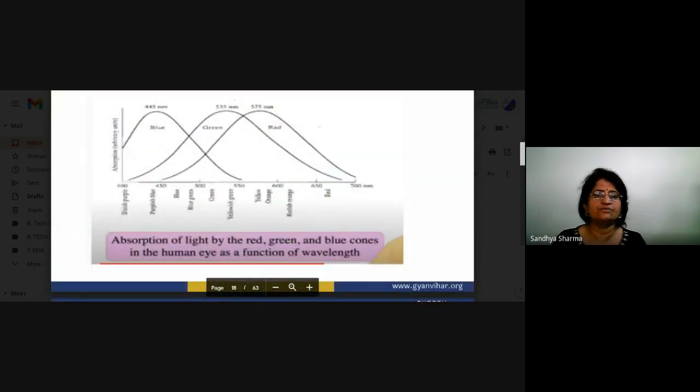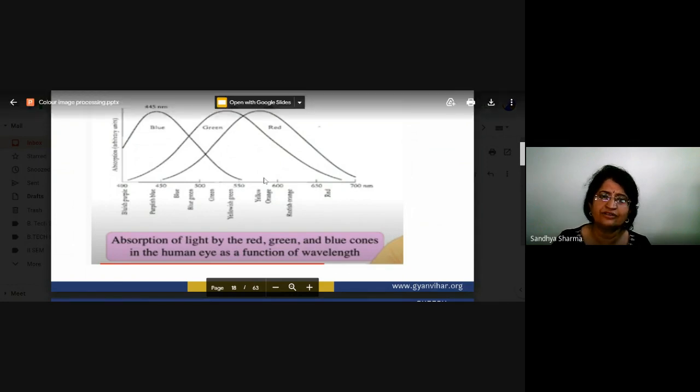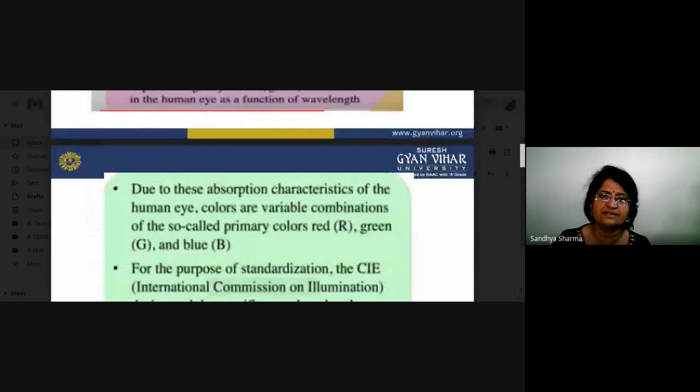And now we have to see this graph. In this graph we can see the spectrum: the absorption of light by the red, green and blue cones in the human eye as a function of wavelength. These are the different wavelengths, and accordingly the blue, green and red curves are the spectra of these three colors, and the absorption of light by these cones in the human eye as a function of wavelength we can judge from it.